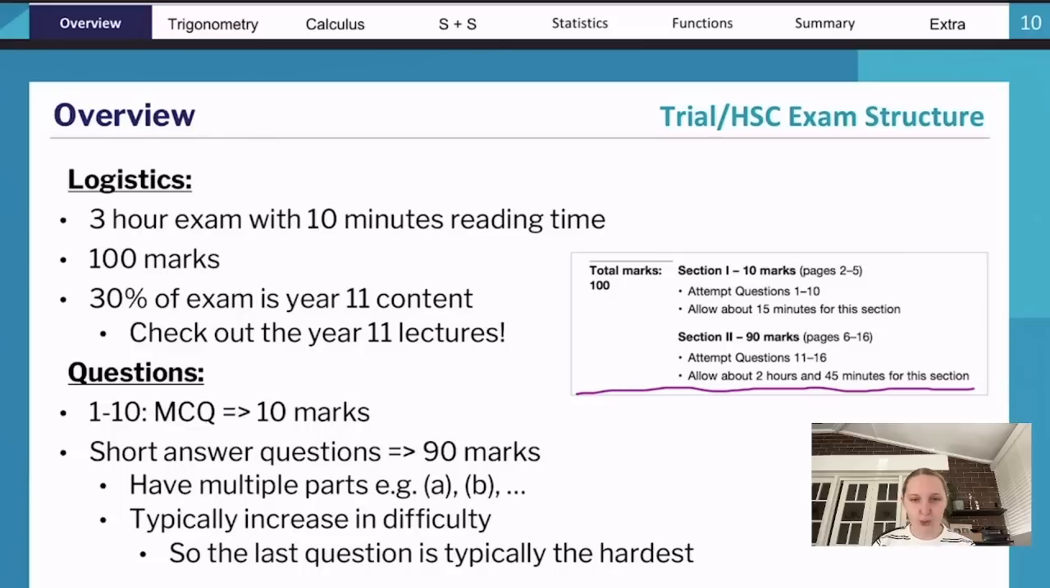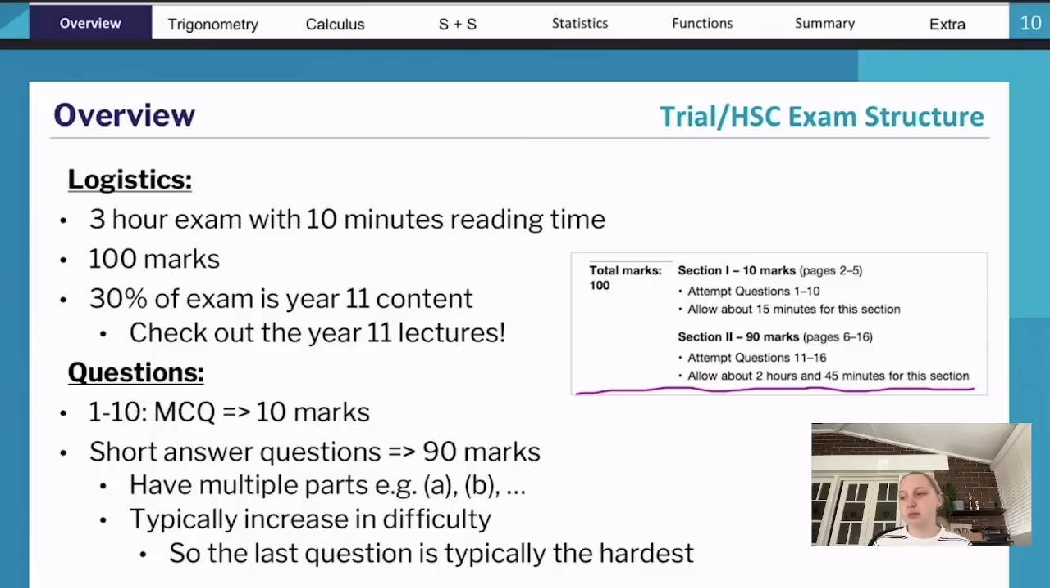And as you go through the paper, your questions typically increase in difficulty. So question 11, which will be the first short answer question after your multiple choice, is usually a fairly simple short answer question. And then your last question is typically the hardest question in the paper. So if you're really familiar with whatever they're trying to assess as the last question, you might find the last question super easy.